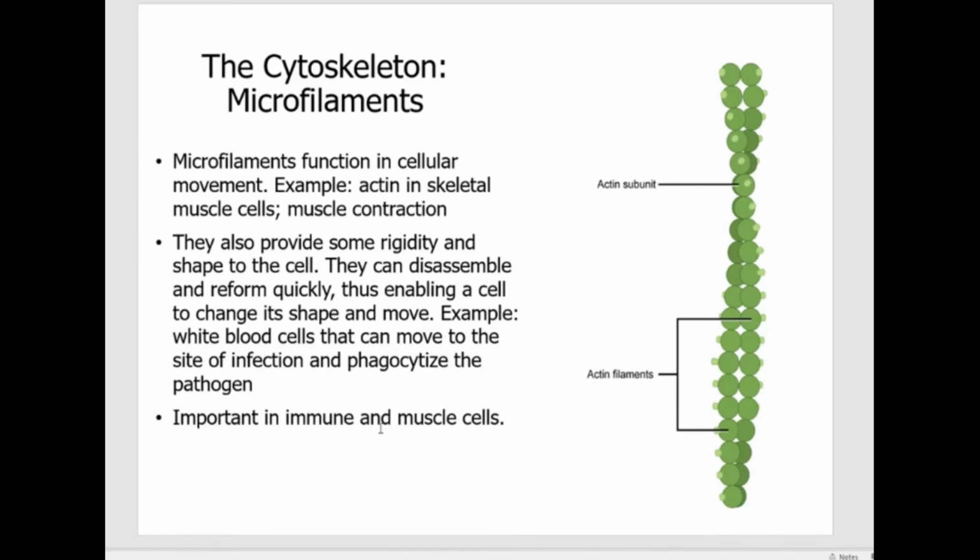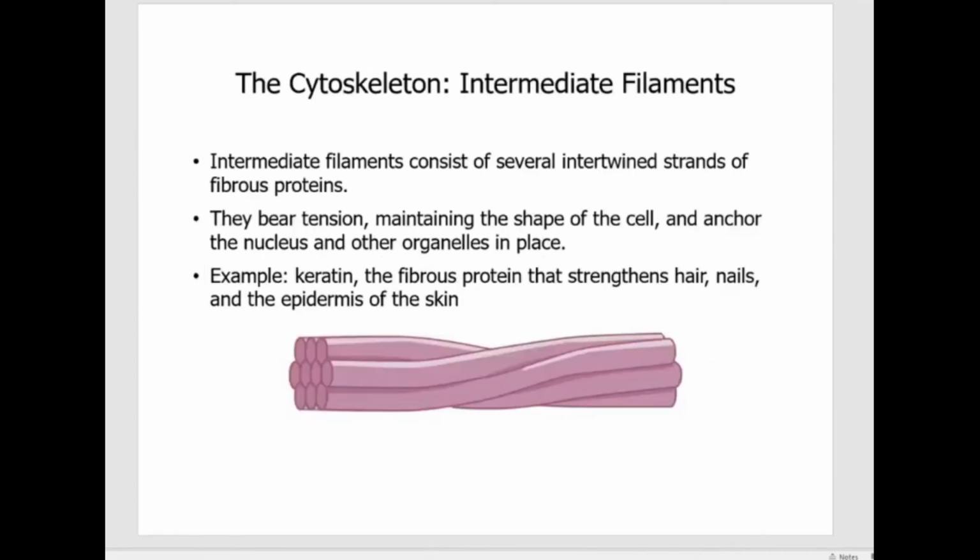Another function is in immune cells. When your white blood cells need to move, because they're attracted by, let's say, infection or inflammation at the damaged site, they need to move there and destroy the pathogens. So the microfilaments allow the cell to change shape and move. Okay. So that's microfilaments.